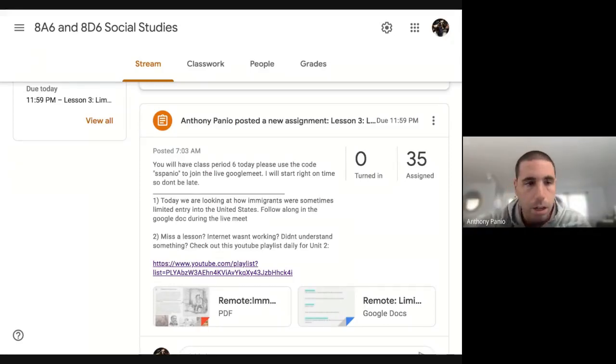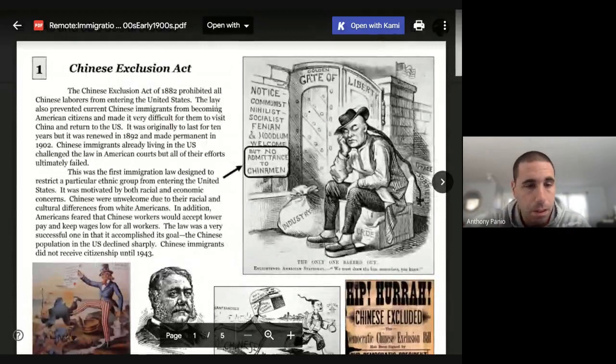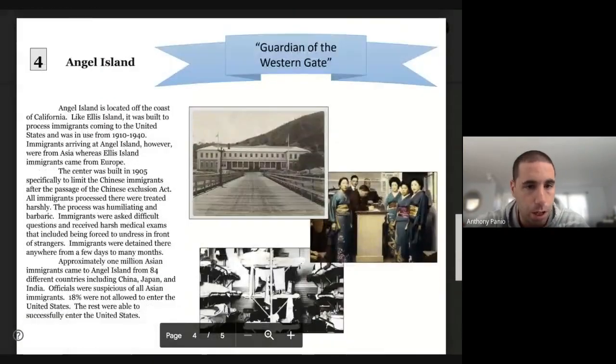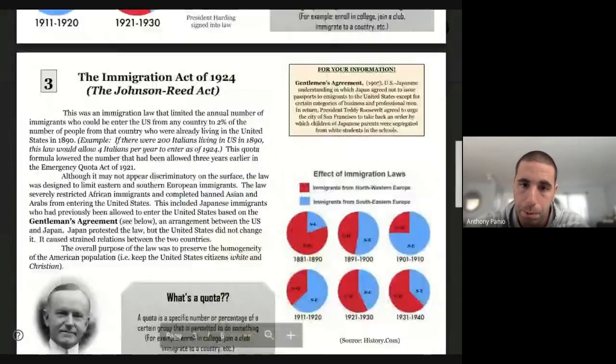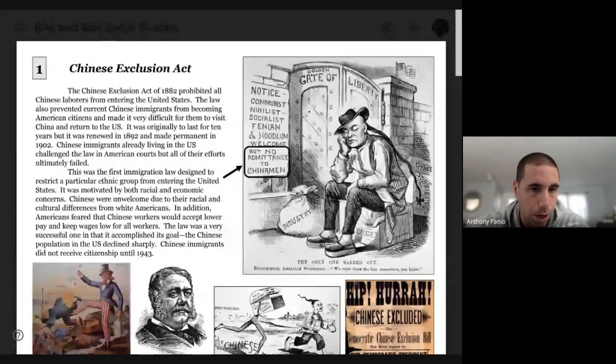All right. So please note that you are looking at a PDF that I shared here. The PDF consists of 5 pages. One is called the Chinese Exclusion Act, Emergency Quota Act, Immigration Act, Angel Island, and then you have this last kind of pie chart here that you're working with. When you're doing this particular assignment, you're looking at ways our country limited immigration.